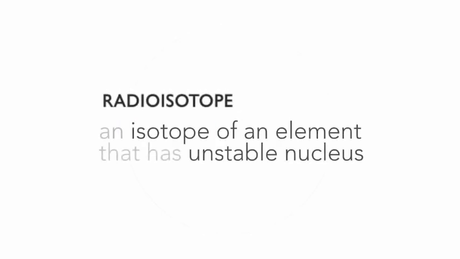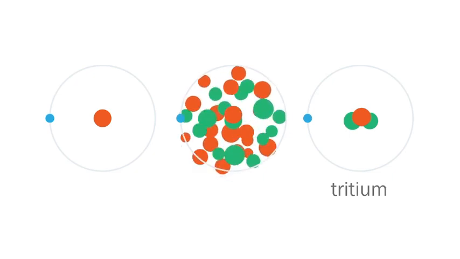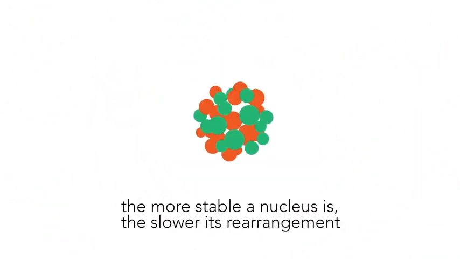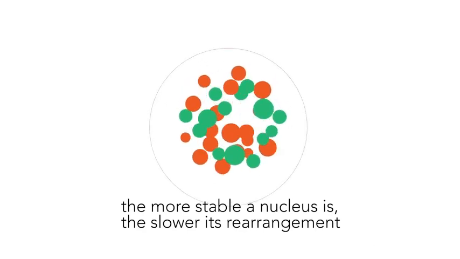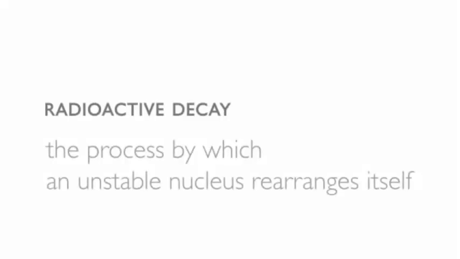The nucleus can spontaneously rearrange itself and throw out particles in the process. This is essentially what happens in radioactive decay. Isotopes that have unstable nuclei like this are known as radioactive isotopes or radioisotopes. In our hydrogen examples, tritium is unstable and hence a radioisotope of hydrogen. The more unstable a nucleus, the faster it will try to rearrange itself into a more stable state. Another name for this process is radioactive decay.